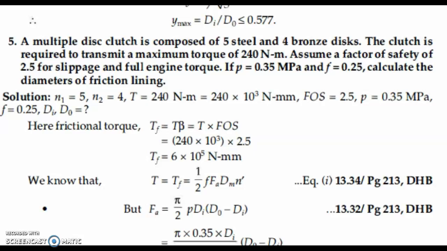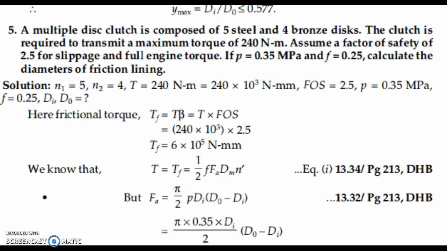The torque is given as 240. Then assume a factor of safety is 2.5 for slippage and full engine torque. If P is equal to 0.35 megapascal, the maximum pressure is given as 0.35 megapascal, and coefficient of friction is 0.25. Calculate the diameter of the friction lining. They are asking about the friction lining.